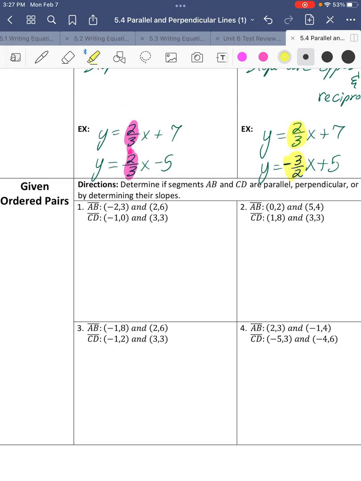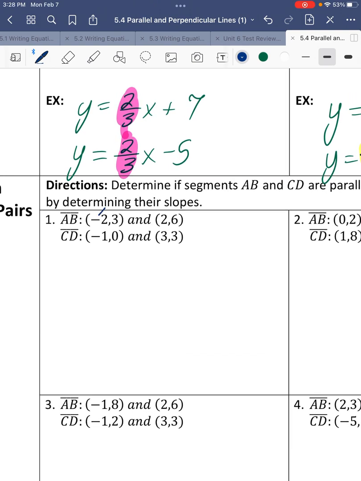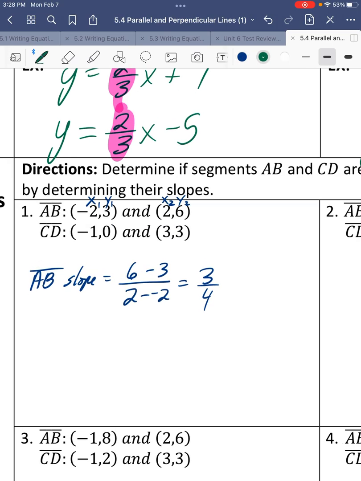All right, so we need to determine if these are parallel, perpendicular, or neither. To do this, I have coordinates. So I'm going to find the first one. You've got to find the slopes. I'm going to label x1, y1, x2, y2. So I have line AB, the slope is y2 minus y1 over x2 minus x1. So 3/4.